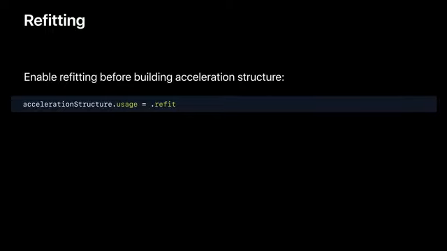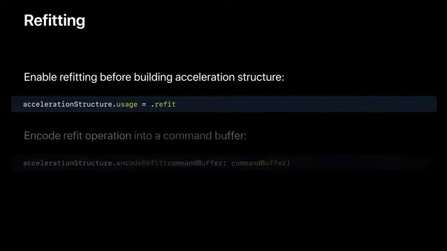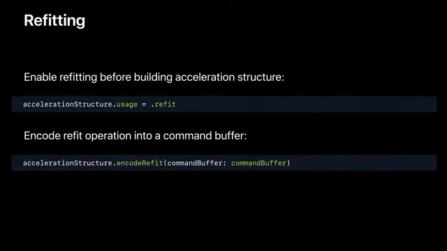First, before we build the acceleration structure, we need to enable support for refitting. And note that just enabling refitting is enough to reduce the acceleration structure's quality. So definitely only turn this on if you really need to refit the acceleration structure. Then we simply call encode refit into a Metal command buffer. And that's all we need to do for vertex animation.